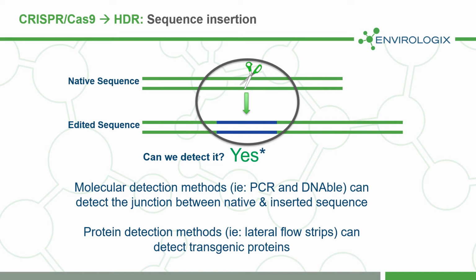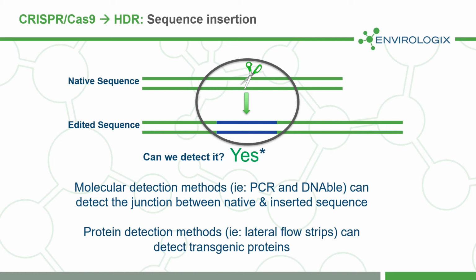Is this detectable? So I hope from the last example that the automatic answer is yes. So again, the molecular detection techniques, PCR, DNAble, can detect the junction between native and inserted sequence. So there's a difference between green and blue here, and that is detectable by molecular methods. And then protein detection methods, so lateral flow strips, which makes up the bulk of the EnviroLogix product portfolio, can detect transgenic proteins. So again, proteins or genes from a different species that have been inserted into a plant.